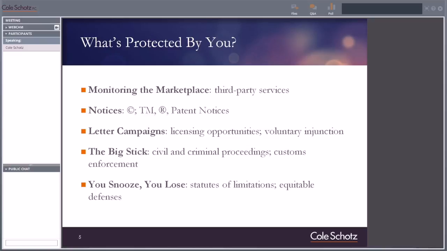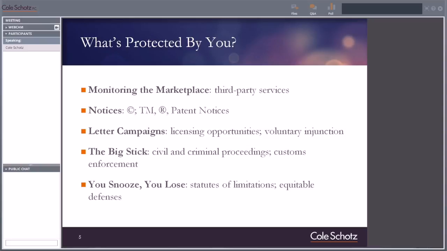Thanks. So, yeah, you now have your IP, great, whether it be common law or a registration. You have your C or your TM or your R, which we'll talk about in a minute. But your IP is not some sort of amorphous concept that's now going to operate on its own. There's not some sort of copyright police force going around checking to see if everything is above board.